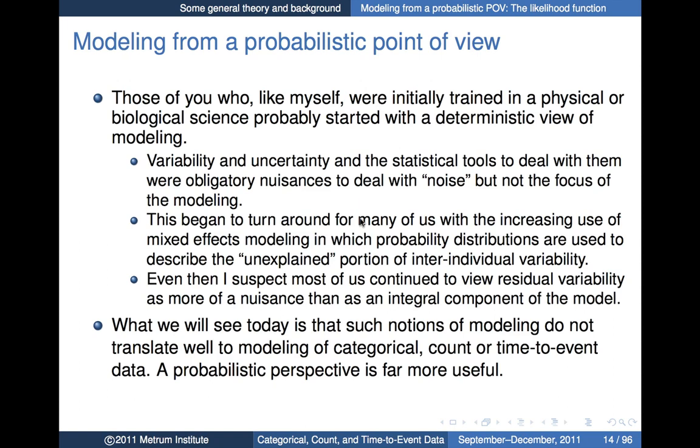But even then, I tended to still view residual variability as more of a nuisance than as an integral component of the model. But what we'll see today, and what really made it click for me, is to start looking at things like categorical and count data and realizing that I couldn't view residual variation any longer as a nuisance element. I really had to view that as a key component of the model. As a result, a probabilistic perspective became far more useful in thinking about this.